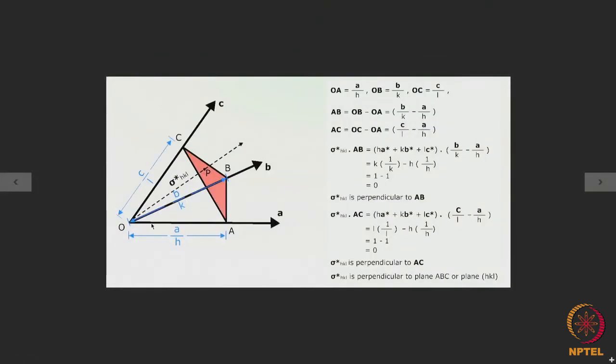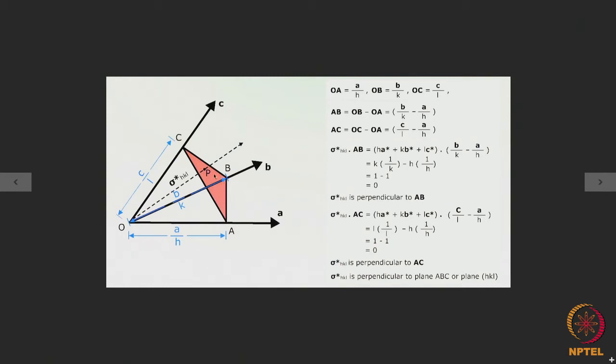Say for example, we take any kind of unit cell in the real lattice. Say we have a real lattice, and we consider this is the x axis, this is the y axis, and this is the z axis, and say the lattice parameters of the unit cell are simply a, b and c.